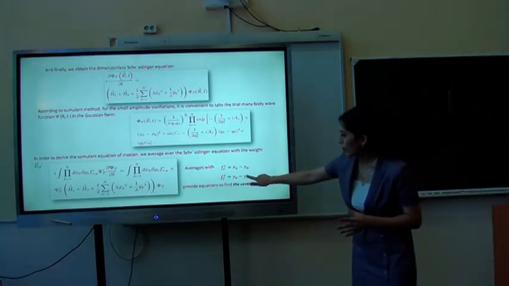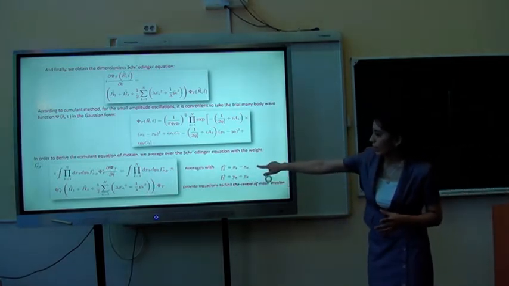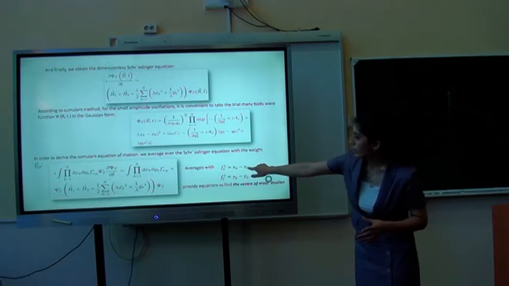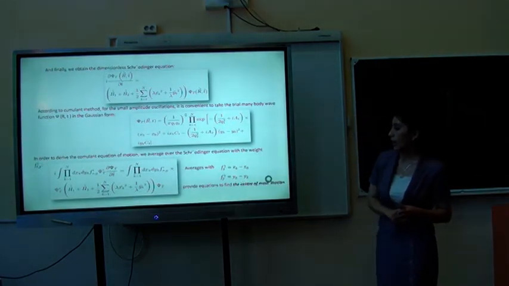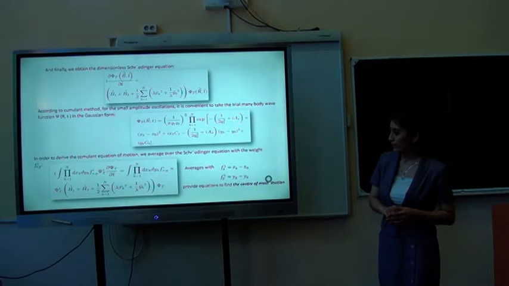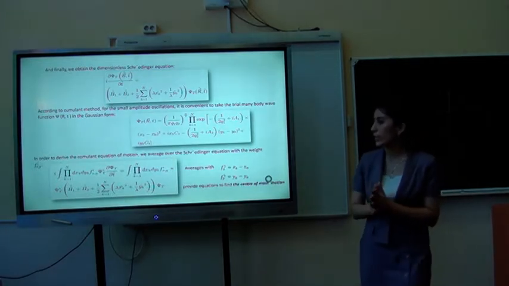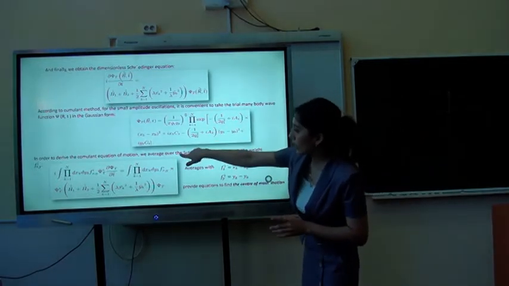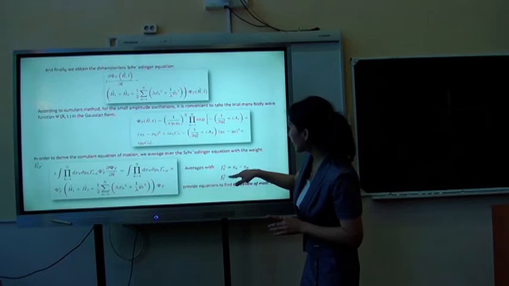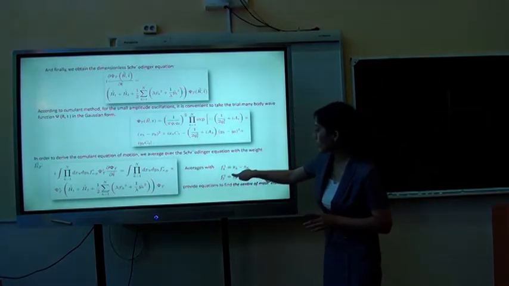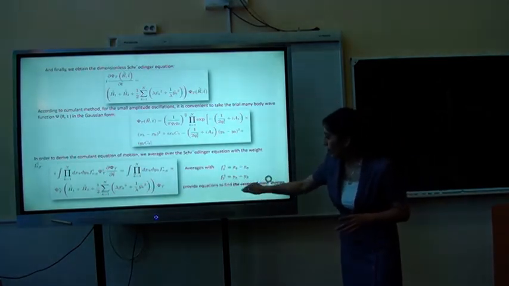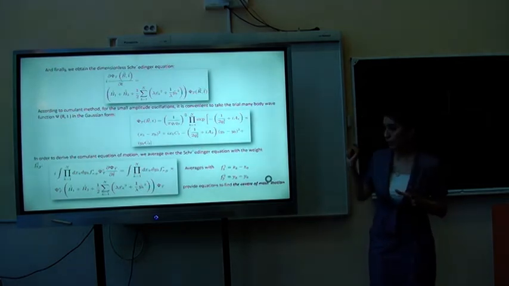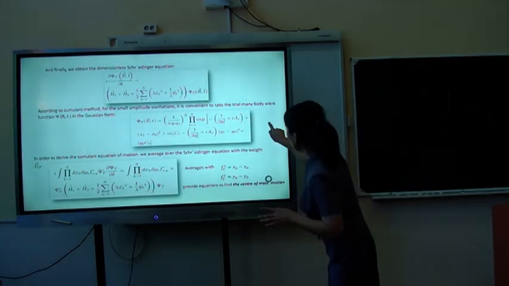Well, in order to derive the cumulant equation of motion, we should evaluate the Schrödinger equation with some weights. Here two weights are given: the first one, f1(xk minus x0), and f2(yk minus y0). We should take the integral over this Schrödinger equation multiplied by these weights, to find the center of mass motion frequencies equation.